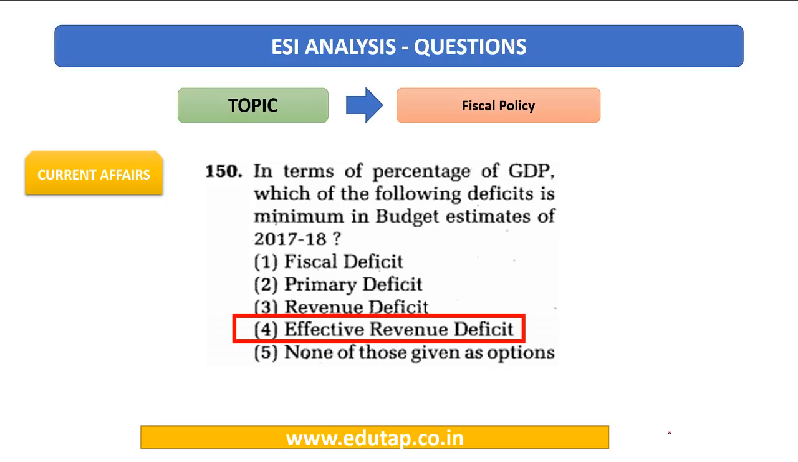We need to know what is fiscal deficit, what is primary deficit, what is revenue deficit, what is effective revenue deficit, because only when we are aware of all these things, there might be a chance that we get a direct question regarding the definition of these deficits. So again, you can score 1 brownie point there.